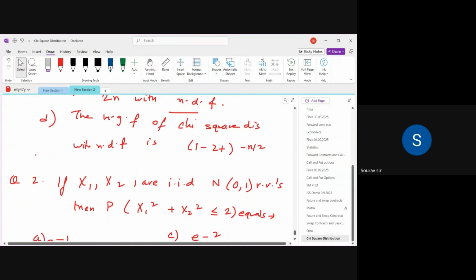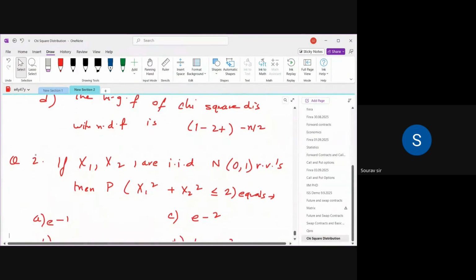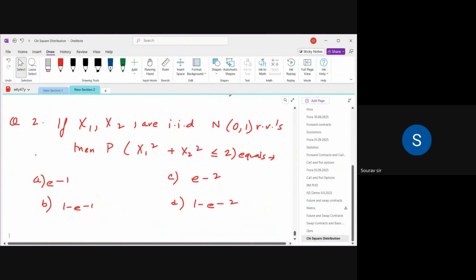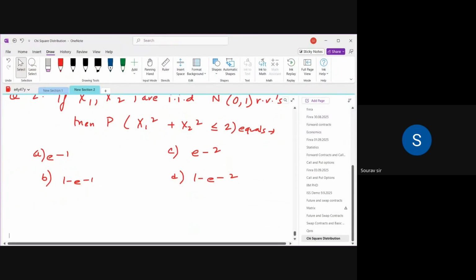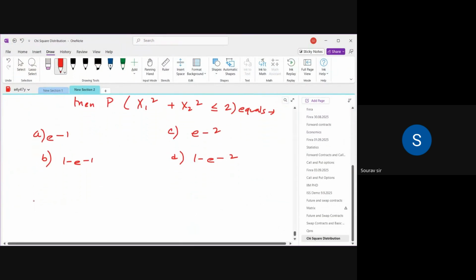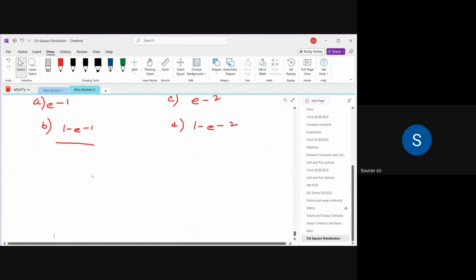Next, for question 2, okay. I hope everyone has noted the question. If x1, x2 are identically and independently distributed, then what will it be equal to? Answer B. Option B, that is 1 minus e to the power minus 1. Okay, rest all what are telling. Okay, let's do it.